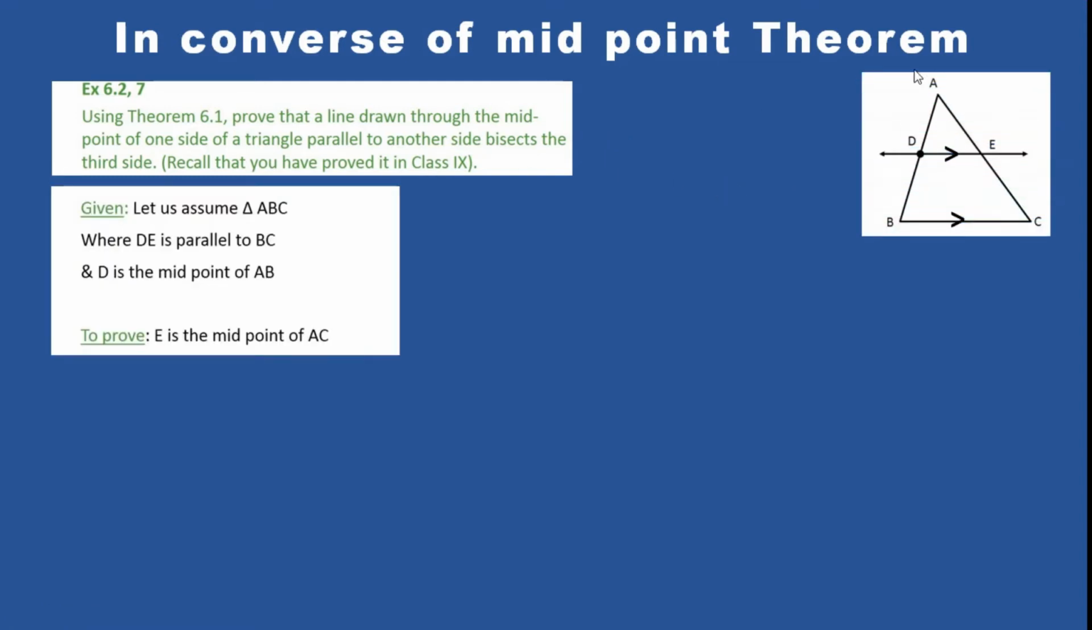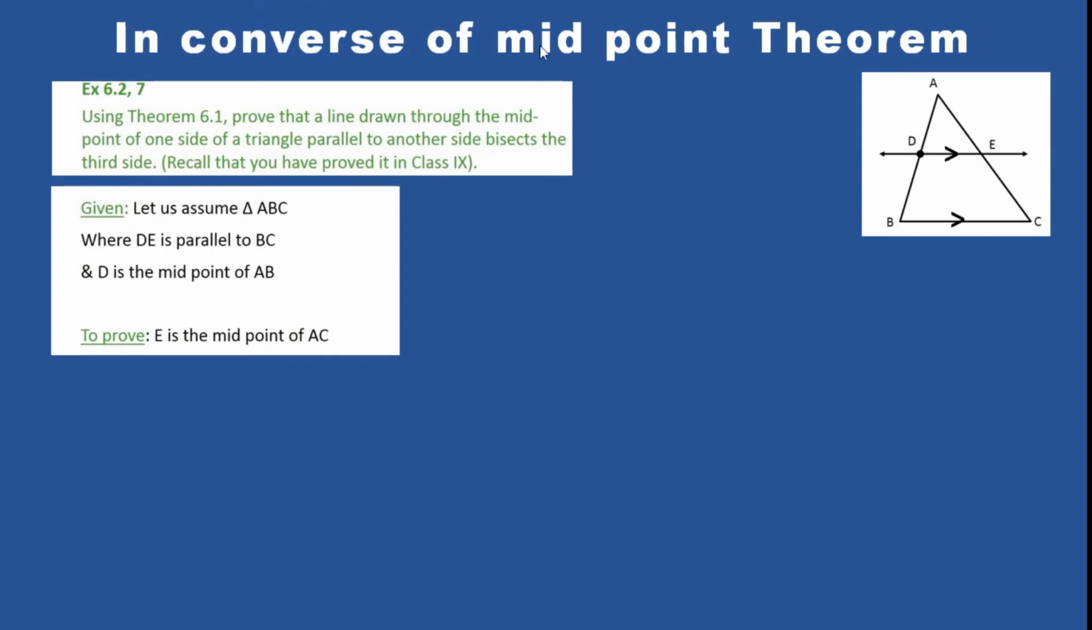So let us first review the statement itself. What does the converse of midpoint theorem state? It says that if in a triangle you take the midpoint of one side, make a line parallel through that to another side, then that parallel line will bisect the third side. That is what the converse of midpoint theorem states.